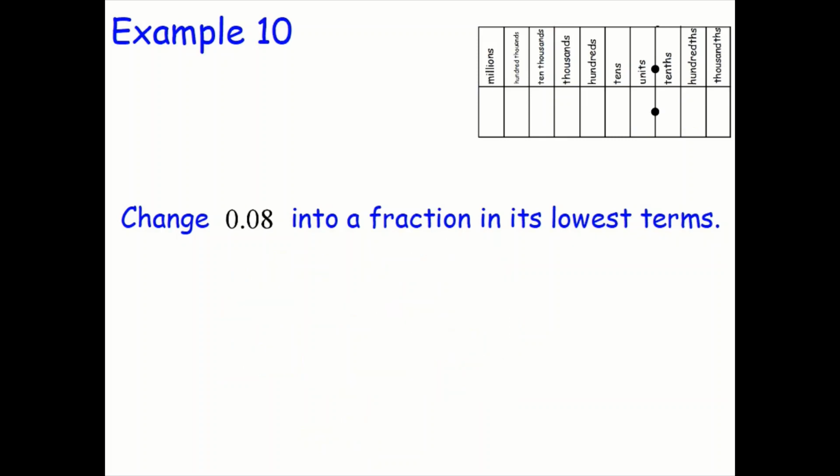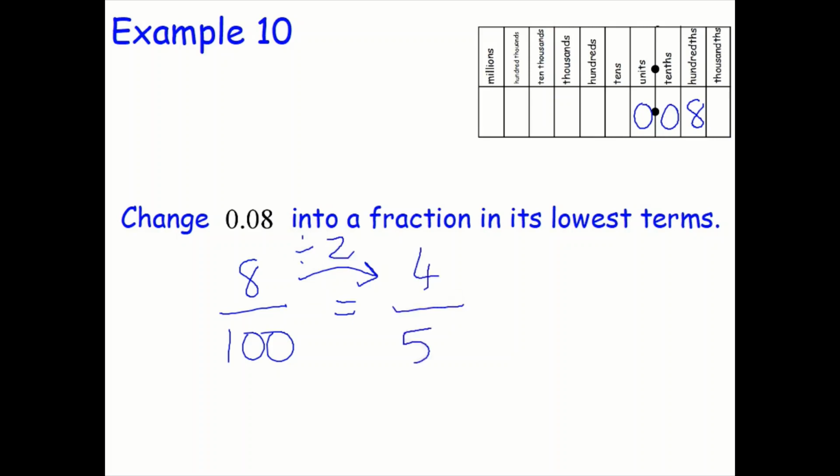Example 10, change 0.08 into a fraction in its lowest terms. Well, let's just have a look at where that is. It is here in the place value table, 8 hundredths, which is that. So it's 8 hundredths. What can I divide top and bottom by? Let's just go for 2 because they're both even numbers. Divide that by 2, I get 4/50ths.